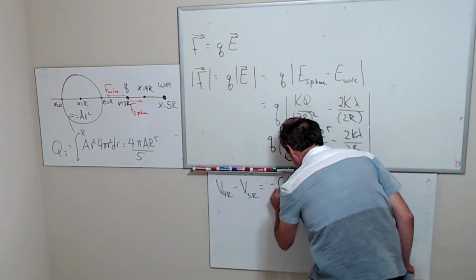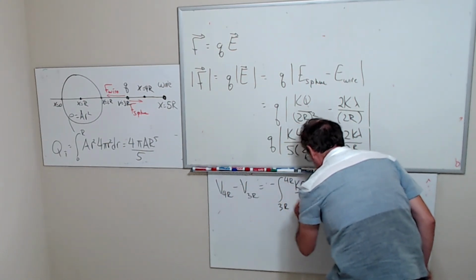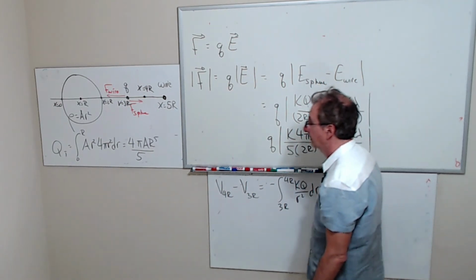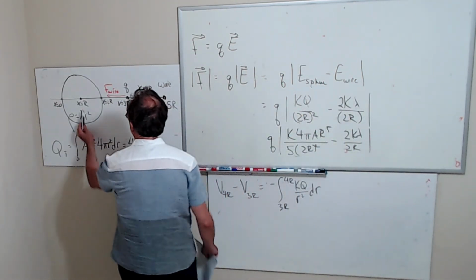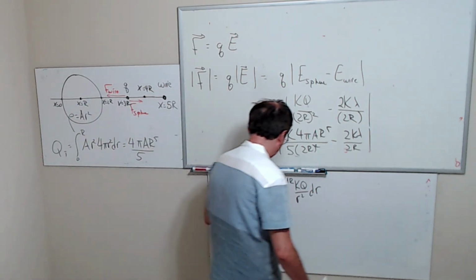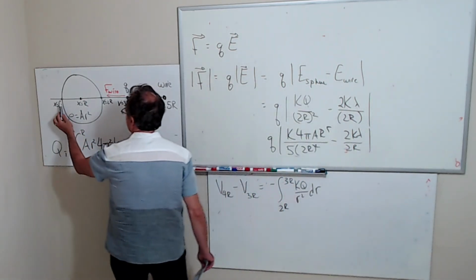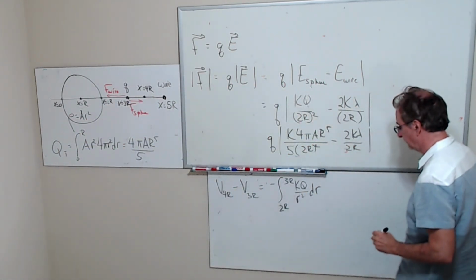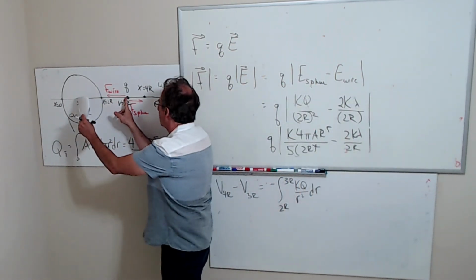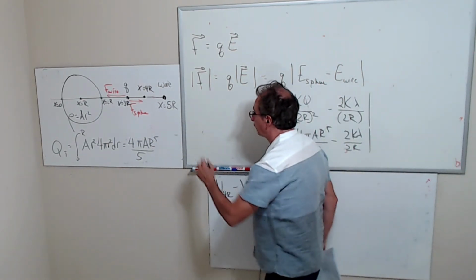So for the sphere, I'm going to integrate from 3R to 4R, K Q, and I'll put the Q in later, over r squared dr. Actually, I'm sorry, it's not 3R to 4R. The distance from here to 3R is 2R, so it's from 2R to 3R, sorry, because my origin is over here. This distance is 2R and this distance is 3R. So I've got to go from 2R to 3R. So this is the potential difference due to the sphere between 3R and 4R.